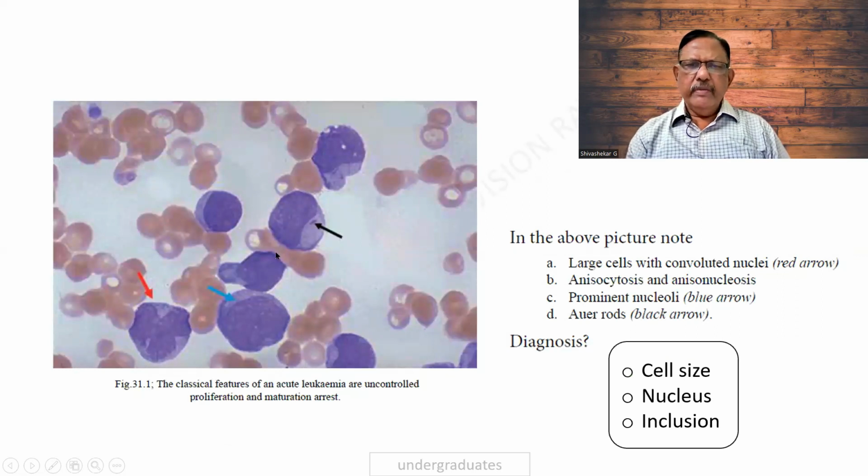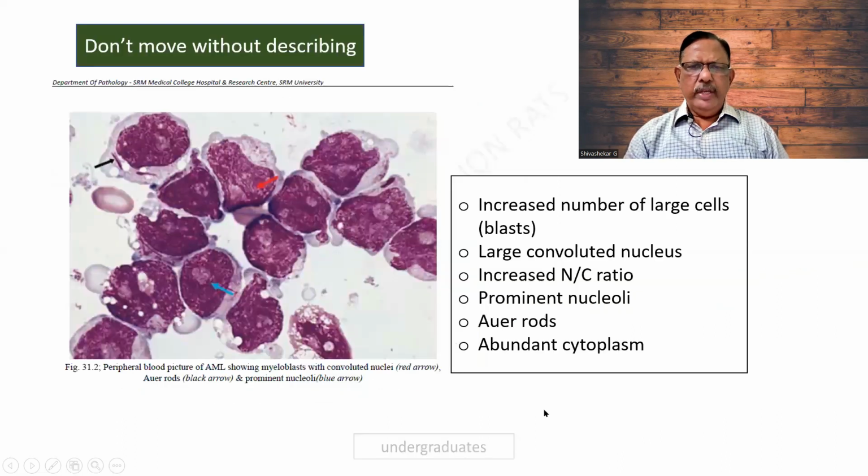So look at this picture. Again, you will be describing. Always RBCs will be normal, normocytic, normochromic. WBC, you can compare the size. They are large cells. The nucleus is convoluted. Look at this particular nucleus. It has got any number of bends that we can see. And it can be having prominent nucleolus. R.A.T.S are seen here, the black arrow. So you will have to mention the cell size, nucleus, inclusion. Your diagnosis will have to be an acute leukemia.